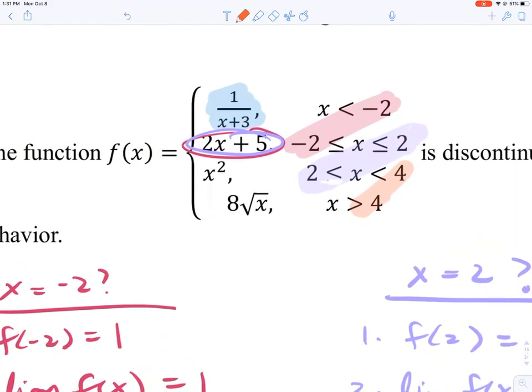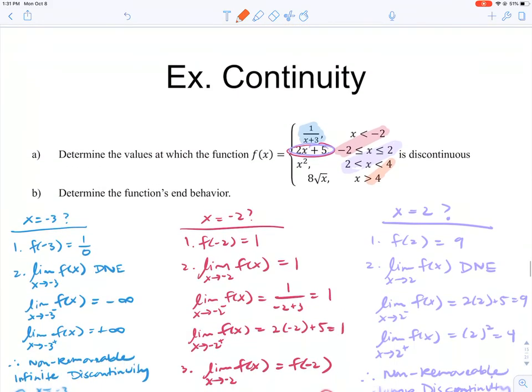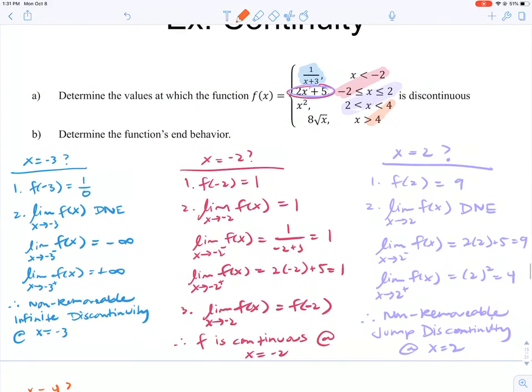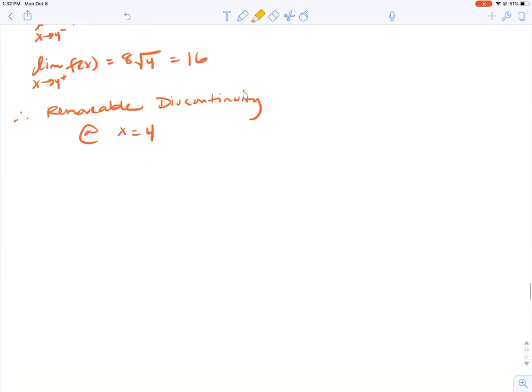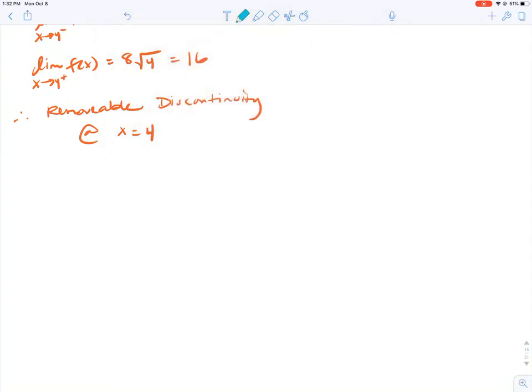So for piecewise functions like this, if you're trying to find points of discontinuity, check each piece, and then also the endpoints of the subintervals. Okay, so that was part A. Part B is asking us to determine the function's end behavior. Remember, I told you guys, when you hear end behavior, you should now be thinking limits at infinity.